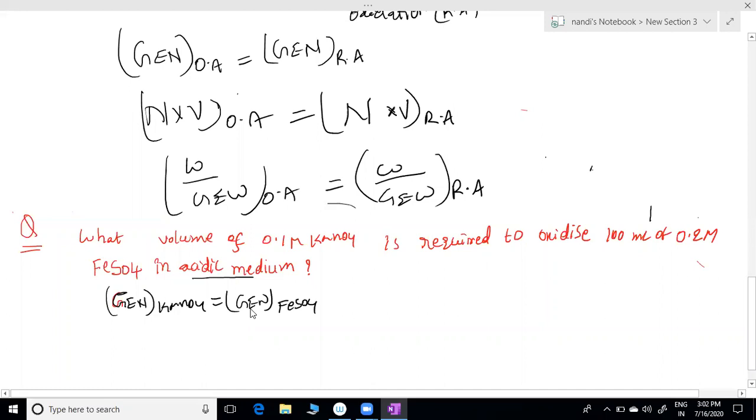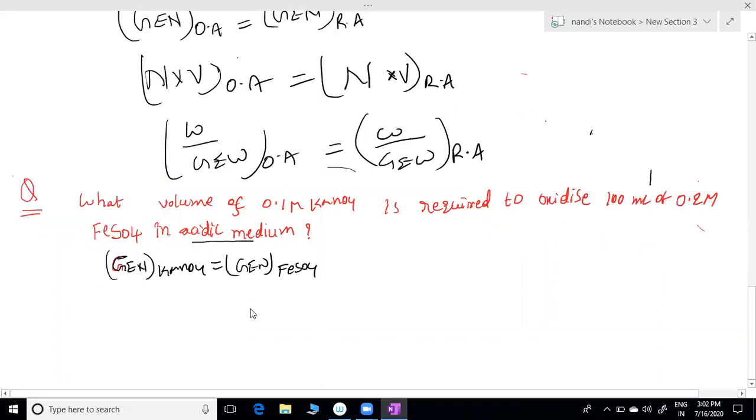GN means they have given molarity and they are asking for volume. I don't know the volume. So normality into volume of KMnO4 equals normality into volume of FeSO4. This is what I have to do. So molarity is 0.1. The n factor for KMnO4 in acidic medium is 5, so 0.1 into 5. Volume I don't know, V. How much have they given here?